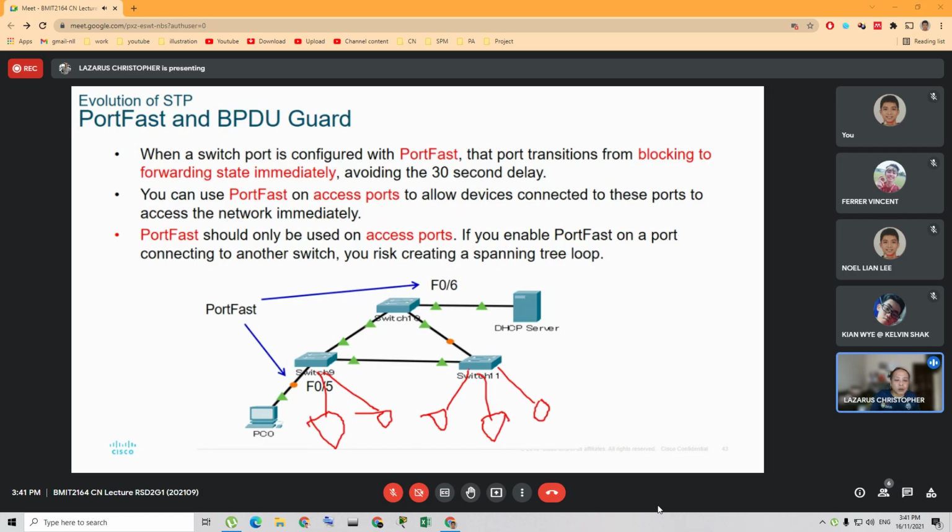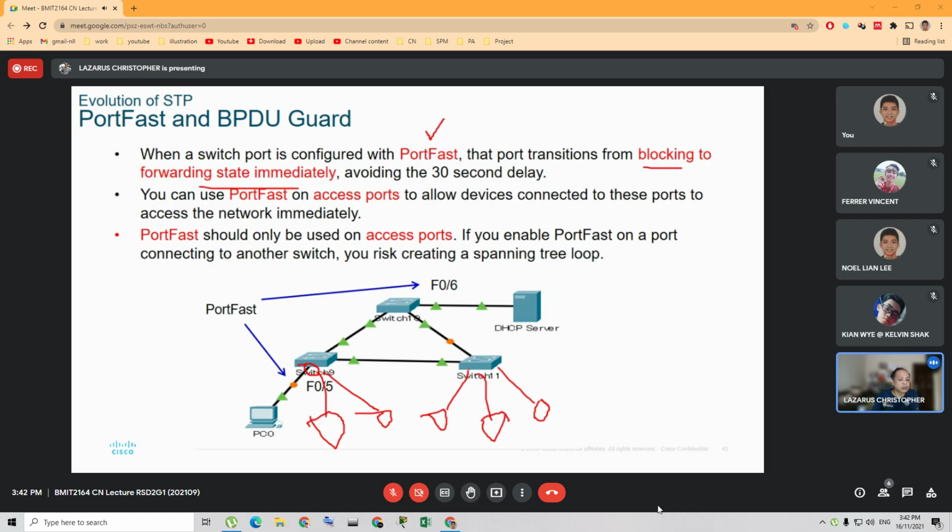So we have something called port fast that we can configure on the port, right? Which means if you configure port fast on that port, it straightaway transitions from blocking to forwarding, and it avoids the 30-second delay, right? So if you designate a port on the switch that is meant to connect to a host, configure that port to be port fast so that it bypasses all this delay for converging STP calculation, right?